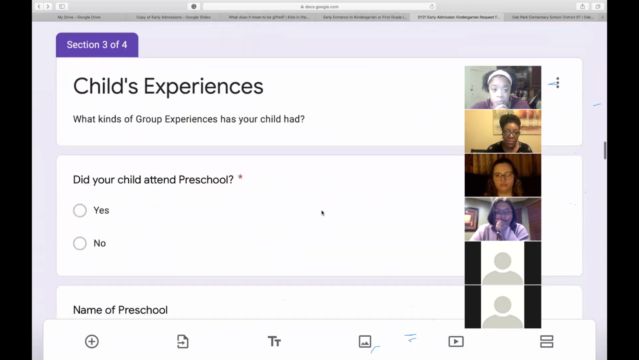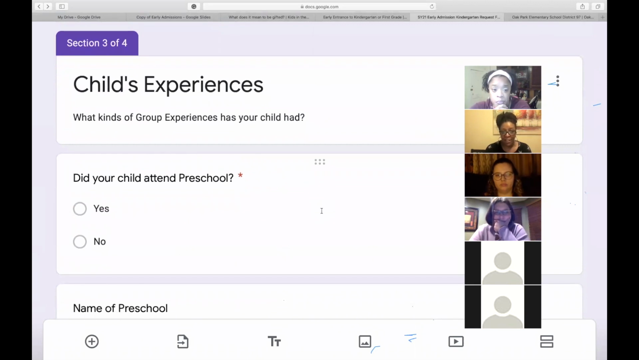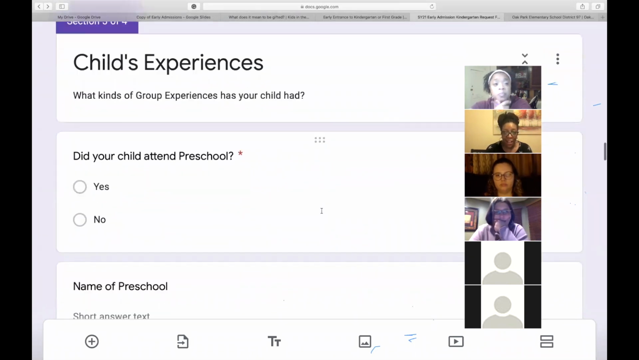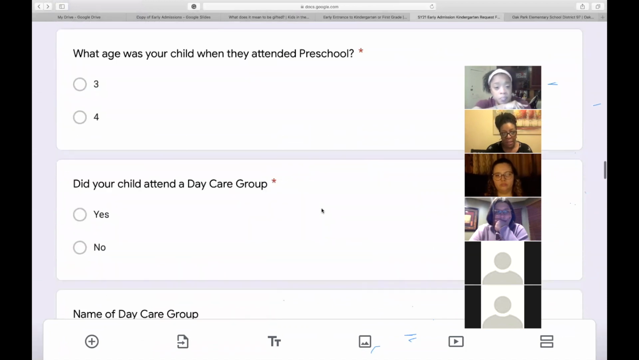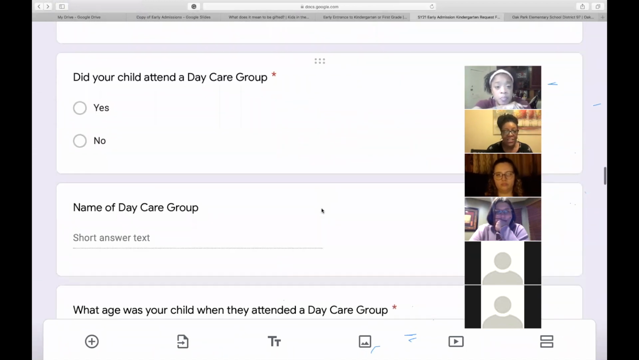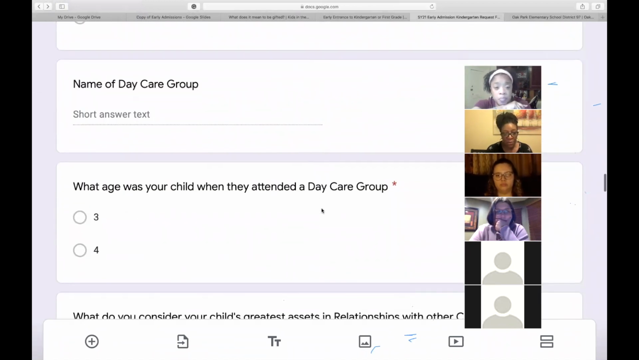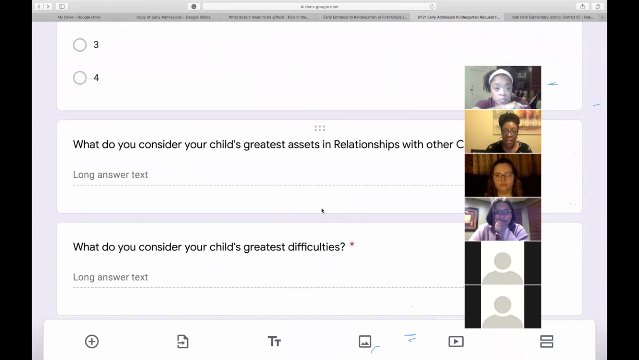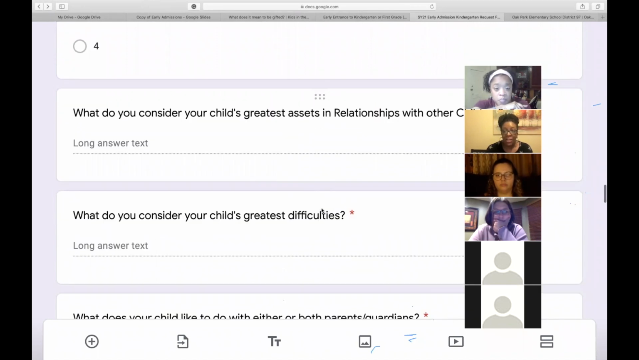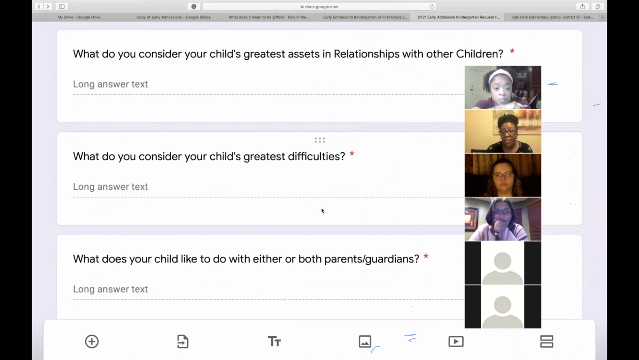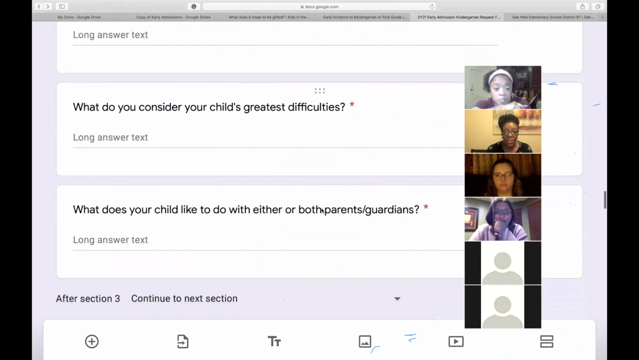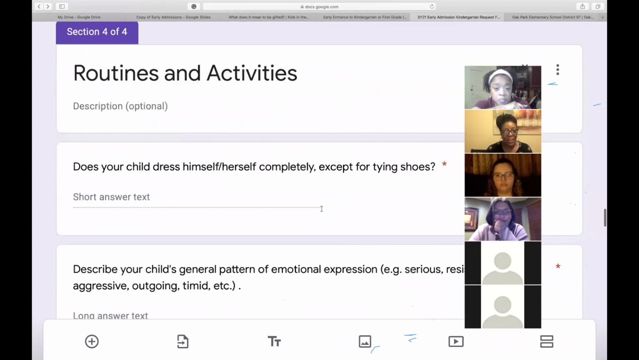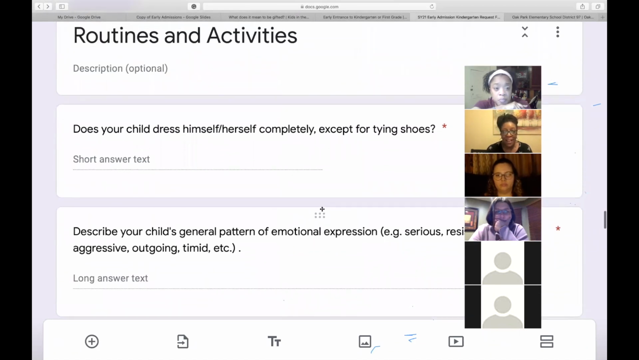And then as we're thinking about what kind of group experiences your child has had: did they attend preschool, what the name of the preschool might be, the age, if they're in a daycare, what that daycare group might be, again the age. And then some questions around what you think your child's greatest assets are in relationship with other children, what might be their greatest difficulties, what does your child like to do with you? And then we have some questions around routines and activities.